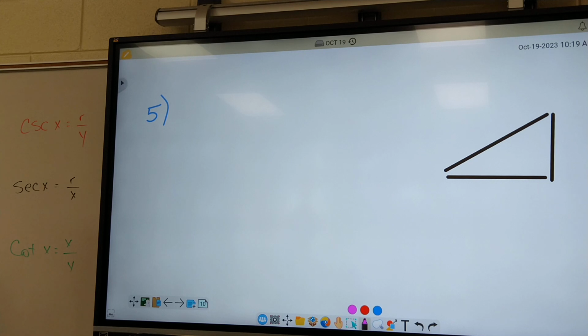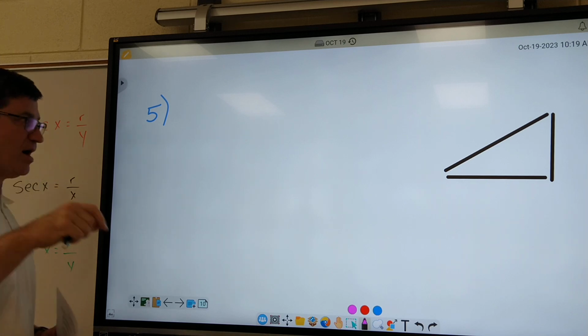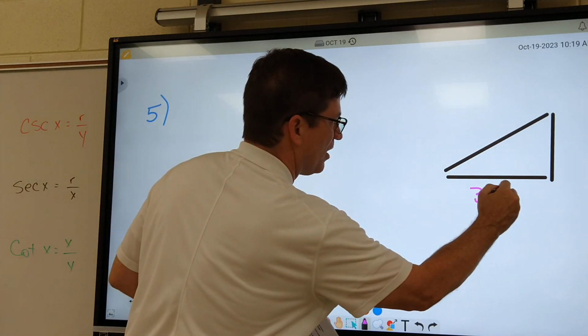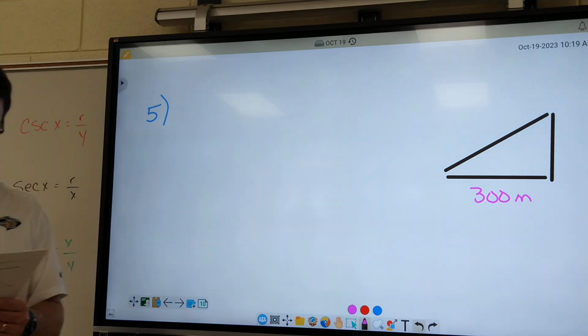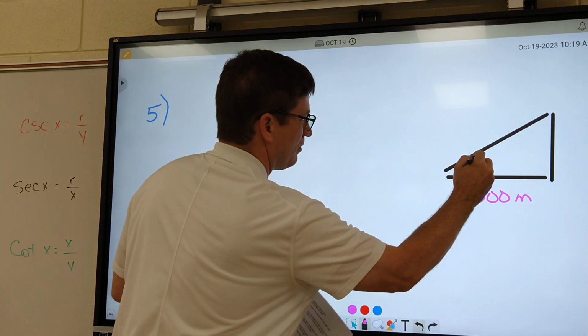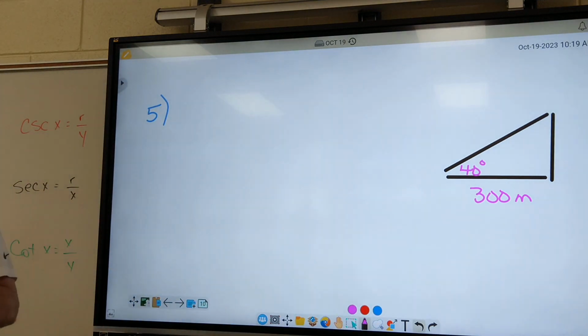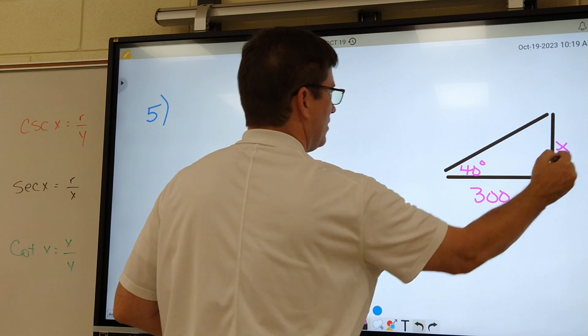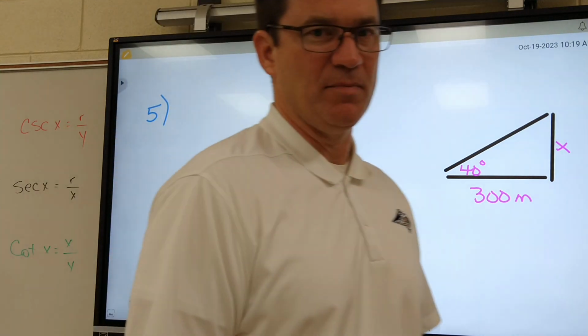All right, 5 says, let's read it. 2 hikers are 300 meters from the base of the tower. Said that word base, so it's bottom. 300 meters goes on the bottom. Keep reading. The angle of elevation is 40. Which angle is that? Bottom angle. How high is the tower? Oh man, that was an easy one. All right, y'all set your formula up and get an answer for that.